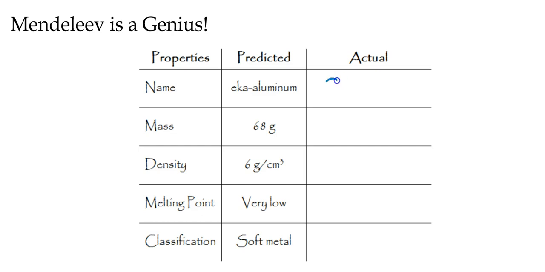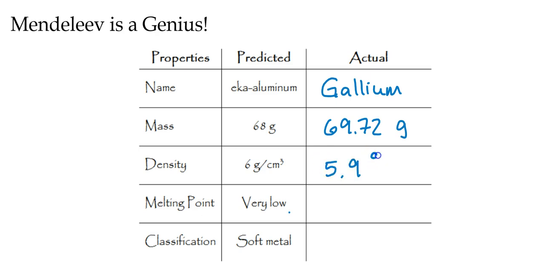All right, so the name of this element is actually called gallium, and it was discovered by a Frenchman years later, many years after Mendeleev made these predictions. All right, so the actual mass of gallium is 69.72 grams. The density of gallium is 5.9 grams per centimeter cubed. The melting point is 29 degrees Celsius, which is a little bit higher than room temperature, so it's about 75 degrees Fahrenheit. And it's a soft metal.